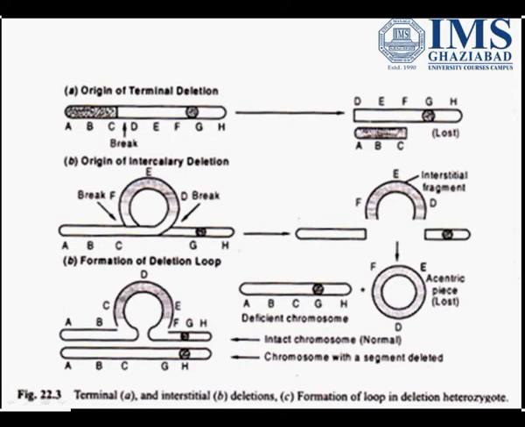In case of B, we have the intercalary deletion. In intercalary deletion, we have the formation of the deletion loop. It will have F, E and D. This is the interstitial segment which is going to be lost. This particular segment is without the centromere. That's why this is called an acentric piece. It will get lost in the further cell division, and further we will have the deficient chromosome.